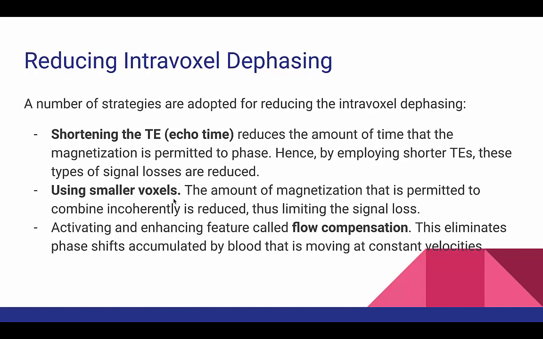Also, another strategy is called flow compensation. This is basically an enhancing feature that is adopted, and we will be going into more detail about it in the next slide. It eliminates the phase shifts accumulated by blood that is moving at constant velocities. So basically, when we have the MRI, we look at the blood flow, and the blood flow can be problematic since it's not really stable. And as you know, the MRI machines don't really like the movement. There was a strategy that was developed.